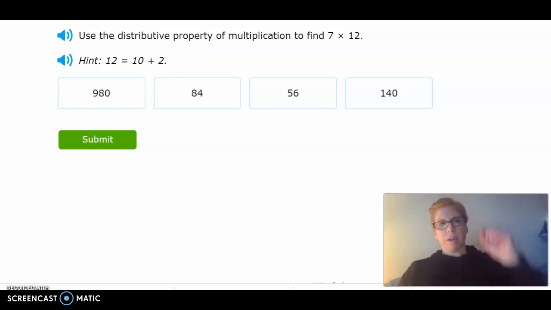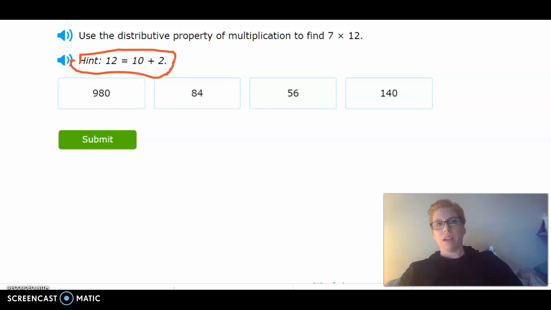We have a math problem here, and we are asked to use the distributive property of multiplication to find 7 times 12. And then we have some different options here as our answers. We also have a hint here that says 12 equals 10 plus 2. We know that. And I'm looking at 7 times 12, and I think this hint is telling us that we could turn 12 into 10 plus 2, correct? By using the distributive property.